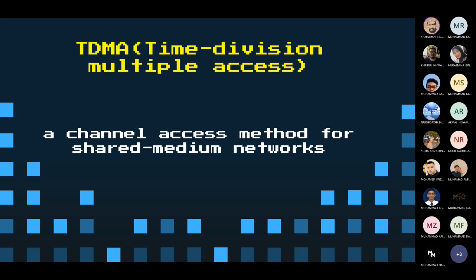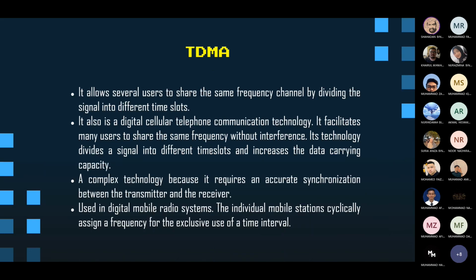Assalamualaikum. My name is Mohd Izzuddin. I will explain to you how TDMA, which is time division multiple access, works. It is a channel access method for shared medium networks. For TDMA, it allows several users to share the same frequency channel by dividing the signal into different time slots.